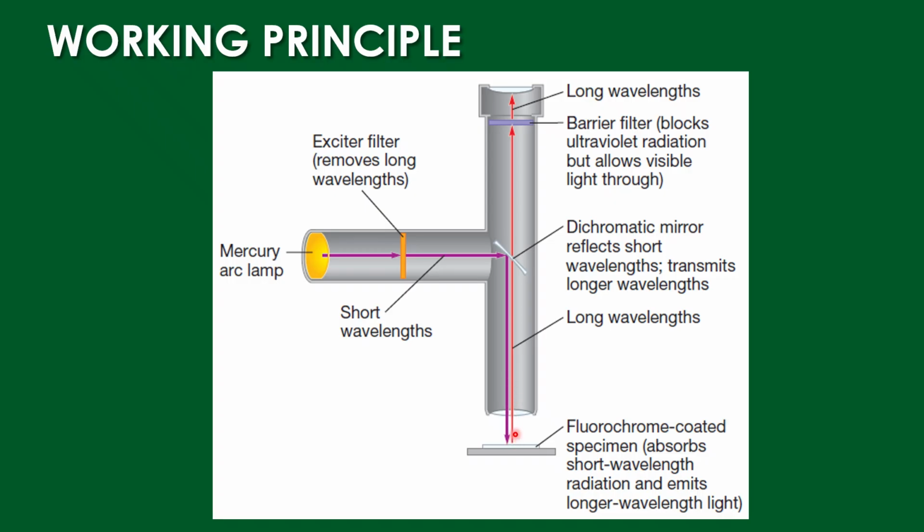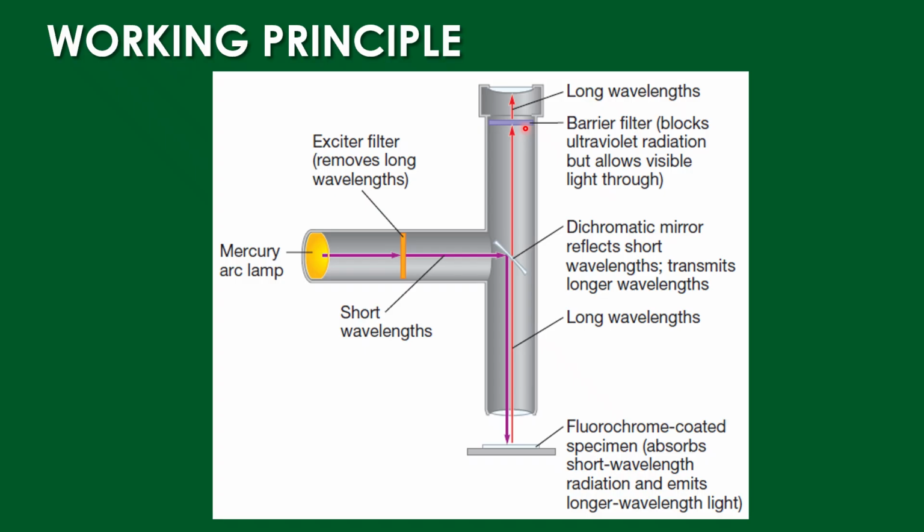The longer emitted fluorescent light travels up through the objective lens into the microscope, through the dichromatic mirror, and from the dichromatic mirror the longer wavelength light is transmitted to the barrier filter. This barrier filter is an important filter in the fluorescent microscope because it blocks the ultraviolet radiation, which is highly dangerous to our eyes, and allows the visible light only.